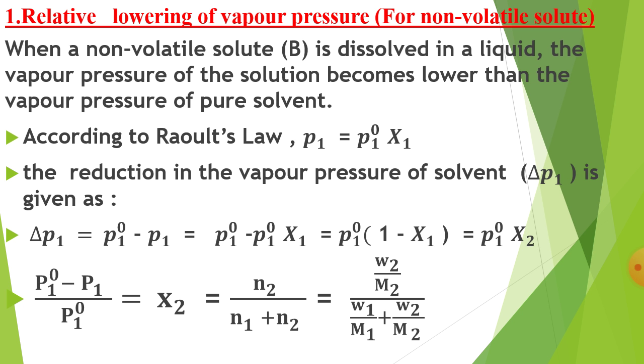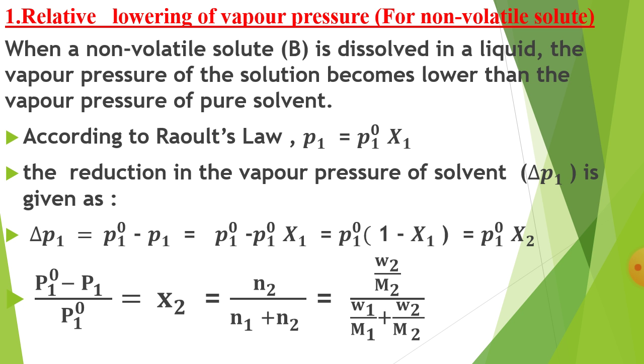Now the reduction in vapor pressure of the solvent, delta P1, is given as delta P1 equals the vapor pressure of pure solvent minus the vapor pressure of solution. This gives P01 minus P01 x1, as we know that P1 equals P01 x1. This equals P01 in bracket 1 minus x1. As I have told you, 1 minus x1 equals x2. So this becomes P01 x2.